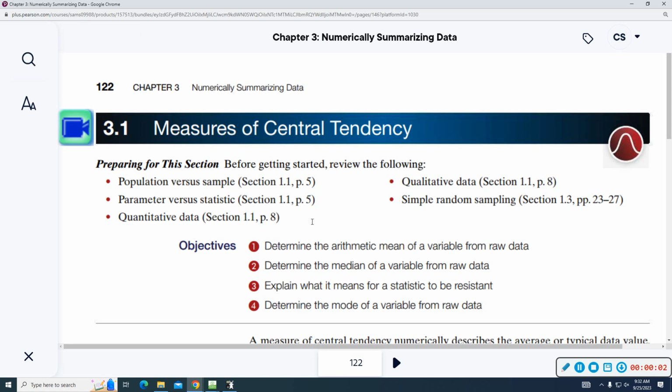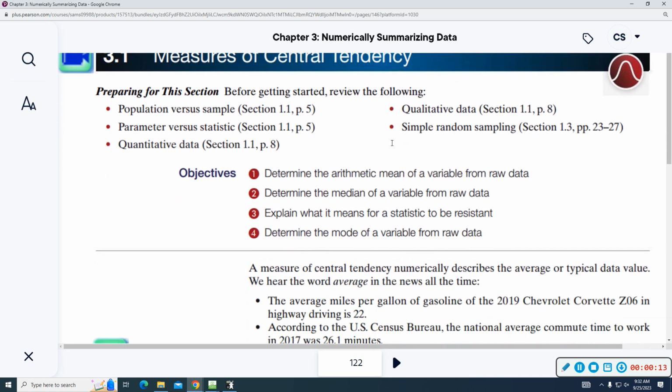All right, so we're going to look at Chapter 3, Section 1, Measures of Central Tendency. Measures of center usually deal with finding the average. Average could refer to any one of these three values. It could refer to mean, median, or mode.